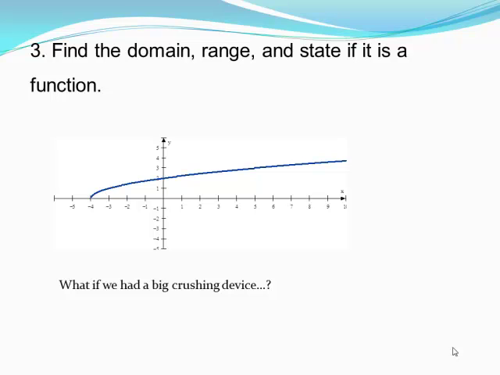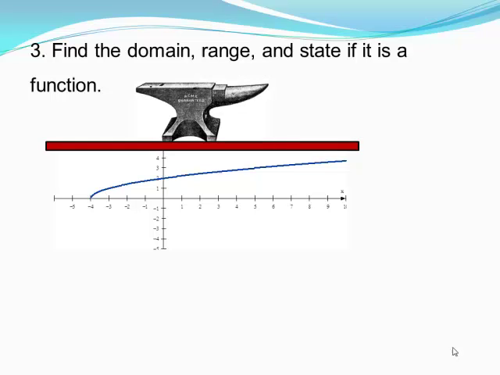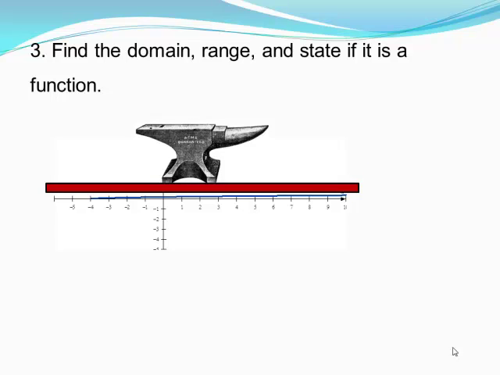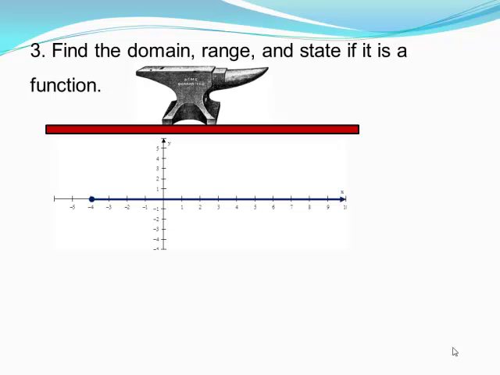let's imagine we had a big crushing device. And let's imagine that we crushed this function down onto the x-axis. So what's left is our domain expressed on a number line. And so in interval notation, it would be negative 4 to infinity. And we include the negative 4 because negative 4 is a filled-in dot.